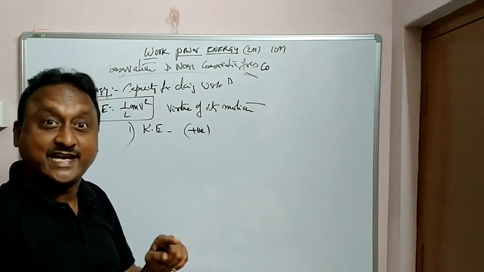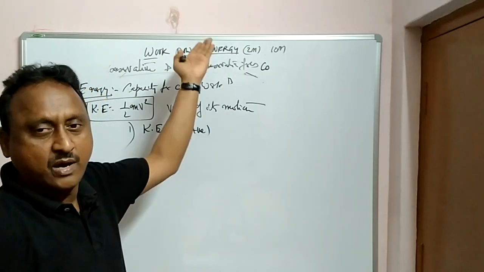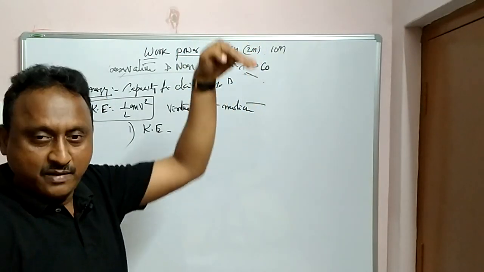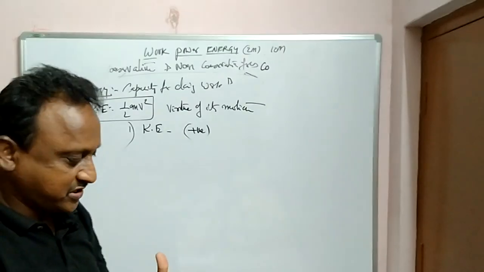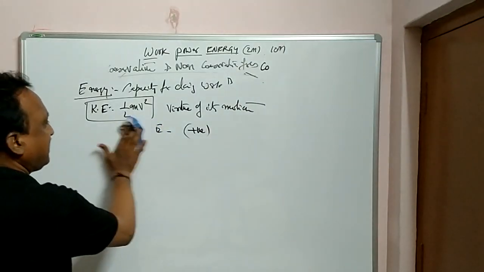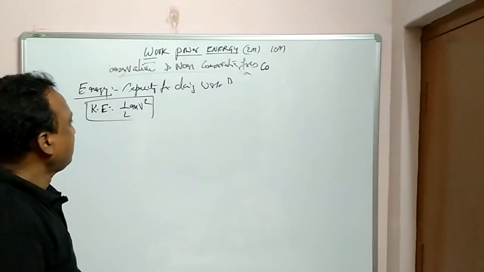Whereas potential energy can be negative. Potential energy can be, just now I told you, when the body is going upward direction, weight downward, displacement upward, minus mgh. Coming downward, mgh, positive. And the expression for kinetic energy is half mv square.